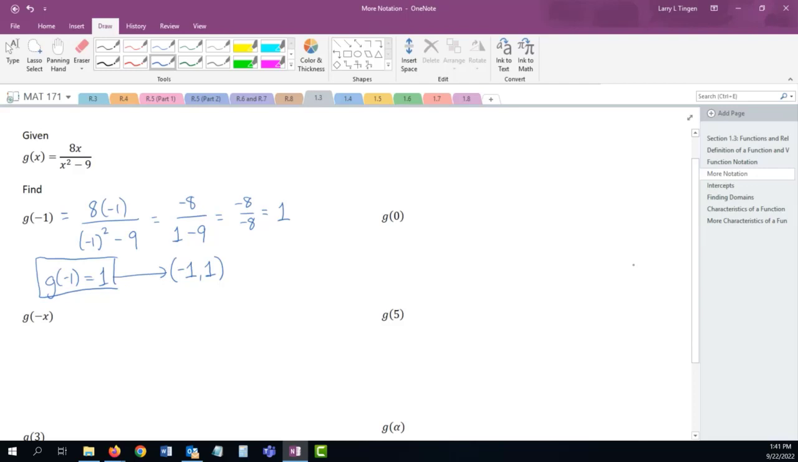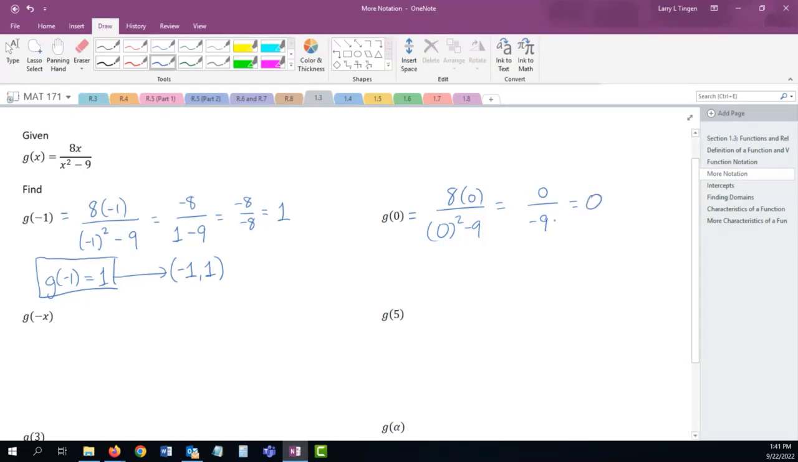So there's the function notation. There's the point that I would go to, and you can see all of that information by just using the function notation, right? It's all there in the last step where you reveal your answer. Let's go over to the top right, g at 0. G at 0 is 8 times 0 over 0 squared minus 9. 8 times 0 is 0. 0 squared is 0. 0 minus 9 is -9. When 0 is in the numerator, as long as 0 is also in the denominator, then this always just comes out to 0.